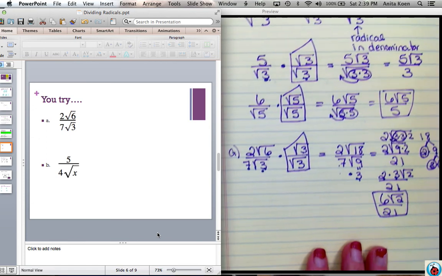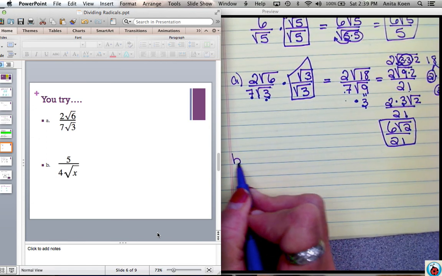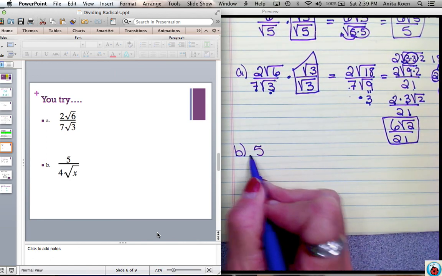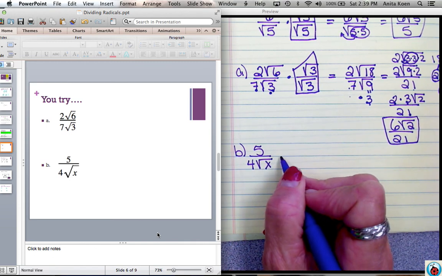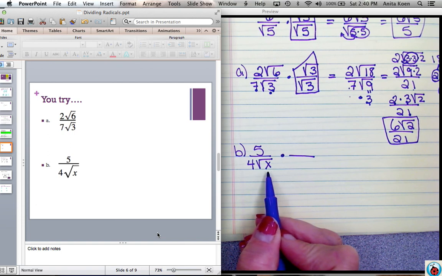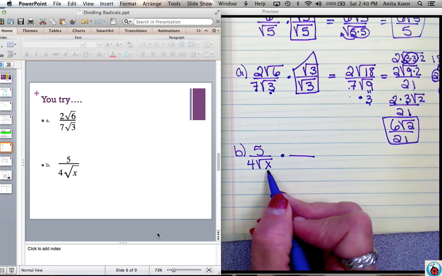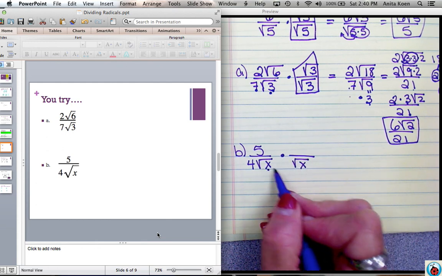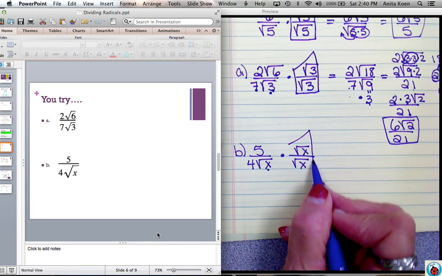Okay, now let's look at problem letter B. Letter B looks like this: 5 divided by 4 square roots of x. All right, the problem is the square root of x in the bottom. The 4 is not a problem because it does not have a square root over it. So this x needs a partner so that it can get out of the house. Whatever I do to the bottom, I have to do the same thing to the top.